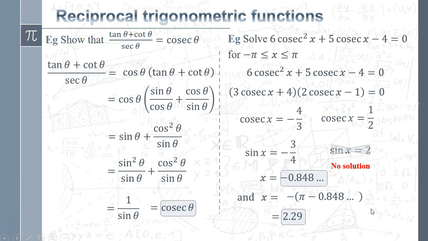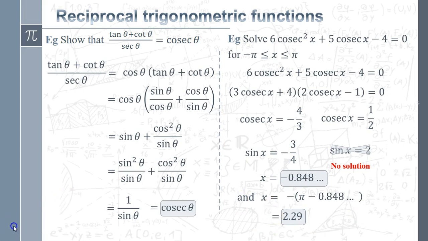Minus 0.48, 848 and 2.29. Okay, so what we've got there is just two examples of how we can manipulate essentially our six ratios, and then also how we can solve an equation involving a reciprocal trig function.